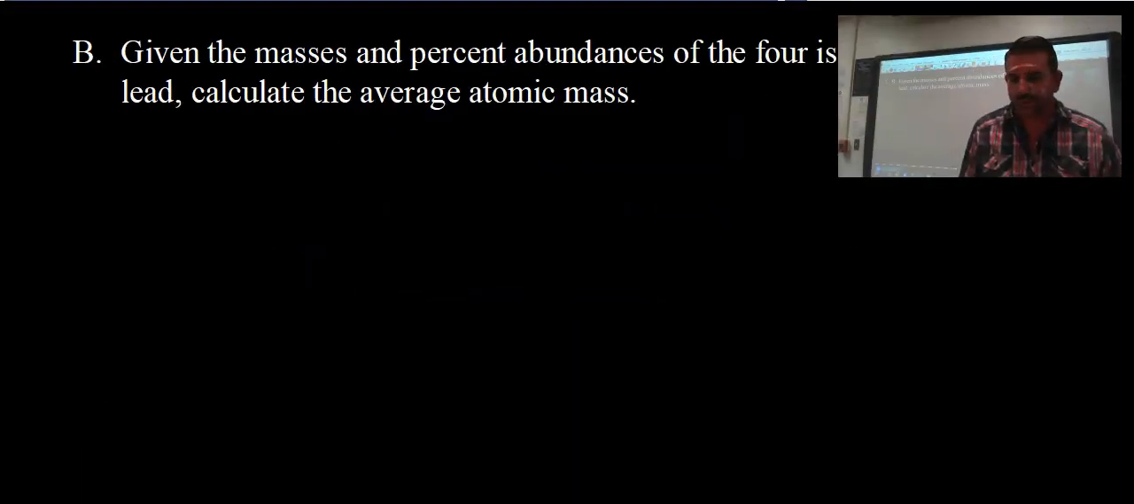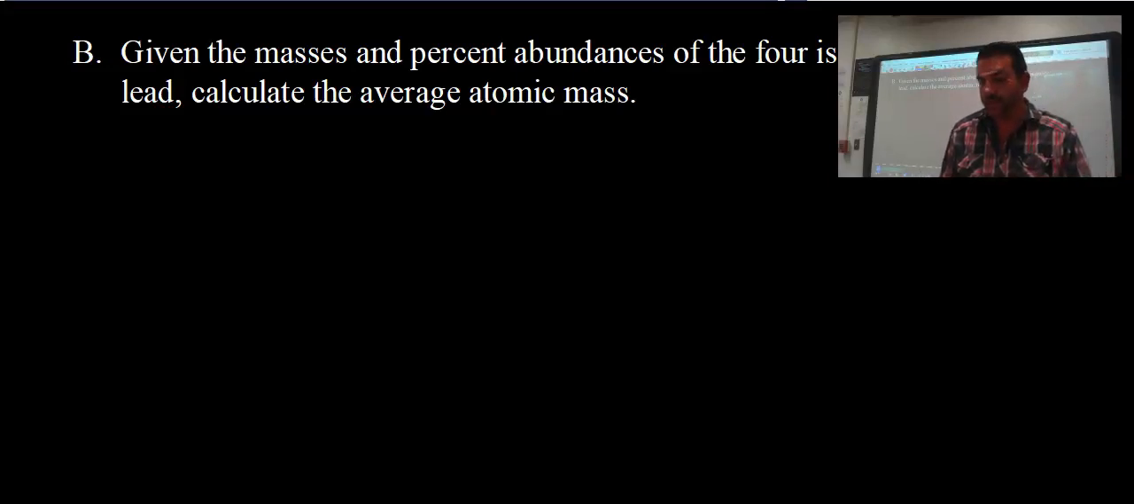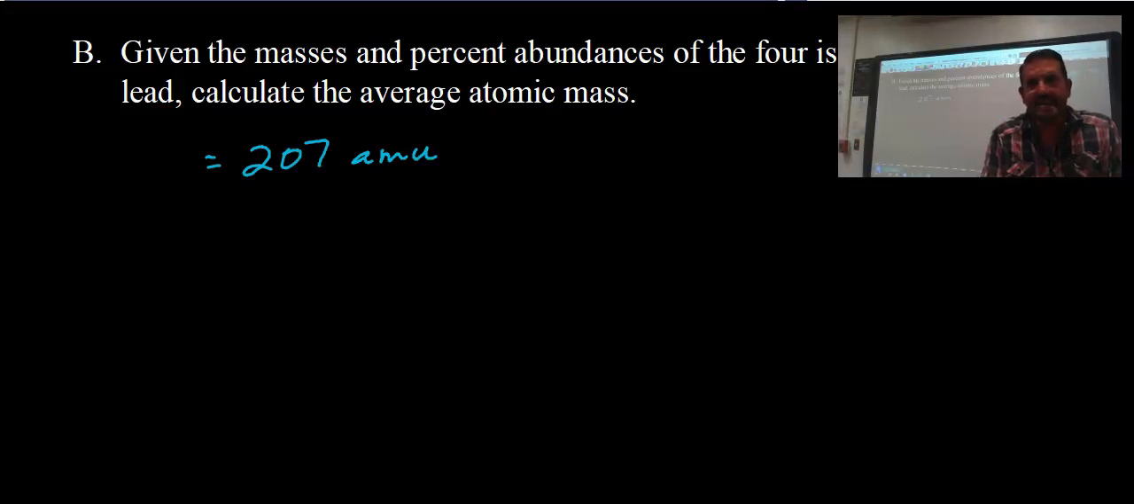All right, try the next one on your own. It says lead is composed of the following 4 isotopes. You have lead 204, lead 206, lead 207, lead 208. Those masses of each isotope and their percent abundances are given to you. Go ahead and apply what we just did with chlorine to lead and calculate the average atomic mass. When you get your answer, check to see if you're right. Go ahead and pause. Did you get 207 AMU? And again, be mindful of your sig figs.